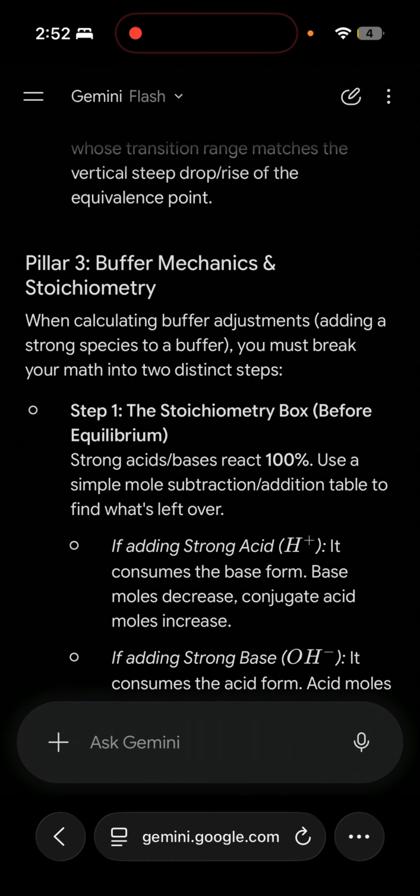Strategy, the parent rule. For any salt, identify the parent. 1, the positive ion, Na plus, comes from NaOH, a strong base. It is neutral. 2, the negative ion, ClO negative, comes from HClO, a weak acid. It acts as a base. 3, result: since the base side is stronger than the acid side, which is weak, the solution is basic.